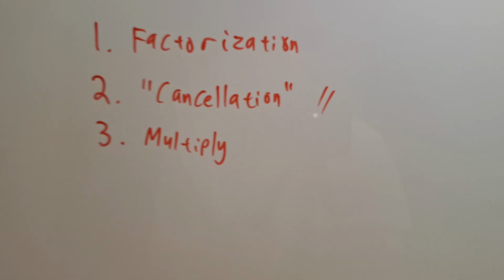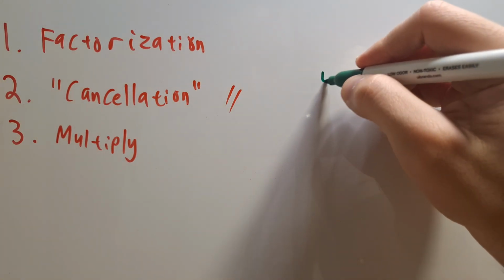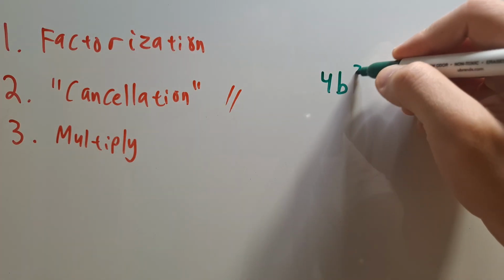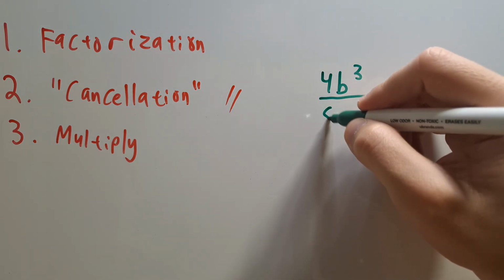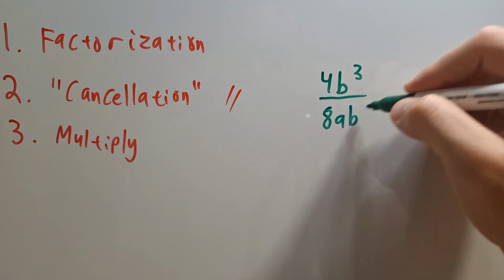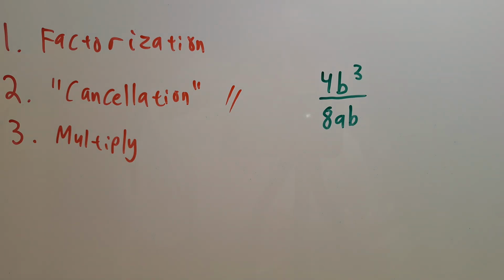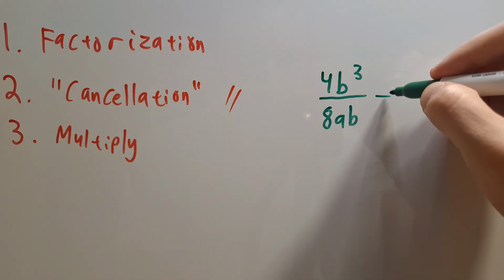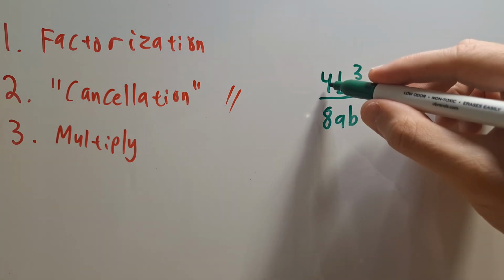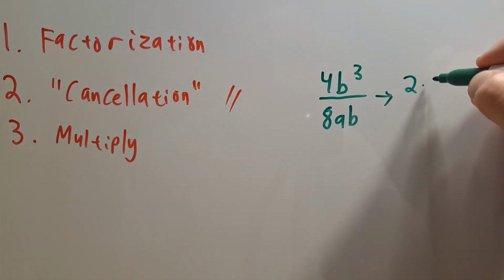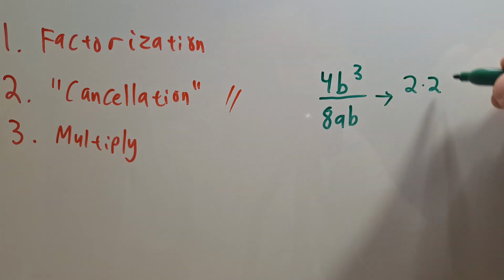So let's apply this to an example. Let's look at the following. 4b to the third power over 8ab. Now, one thing I know is that this number and this number can both be reduced. 4 is 2 times 2. And I have 3 b's here.